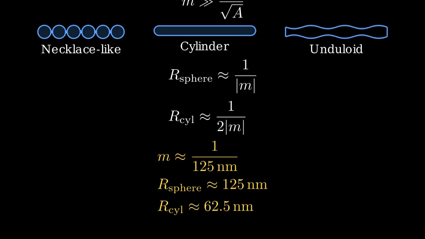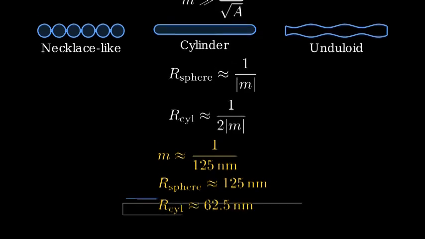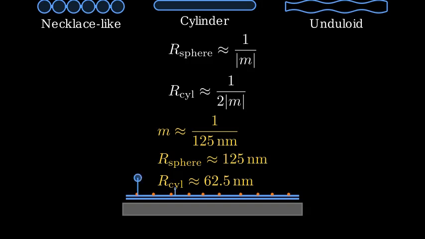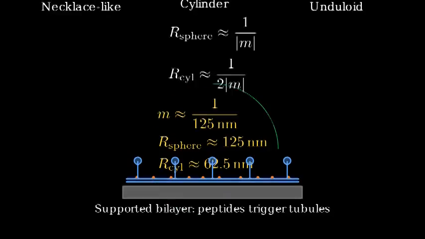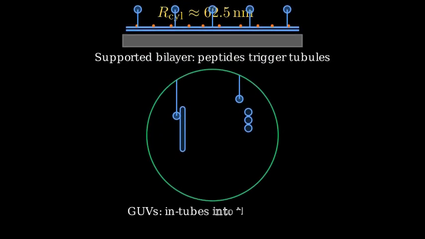Spontaneous tubulation has been observed without external forces. On supported bilayers, adsorption of antimicrobial peptides can trigger tubes. On giant vesicles, exposing the two leaflets to different polymer solutions also leads to tubulation. In these vesicles, the tubes were observed as in-tubes protruding into the interior.